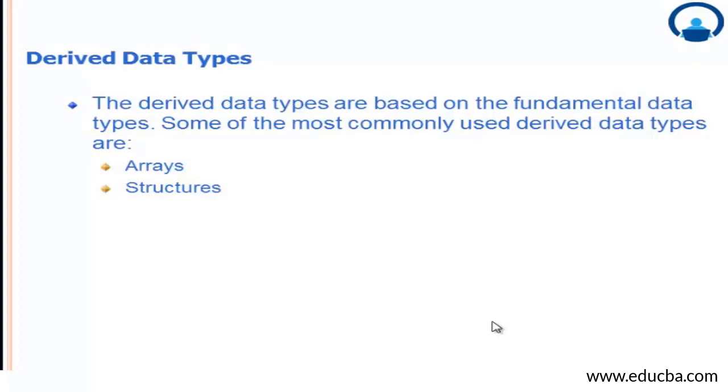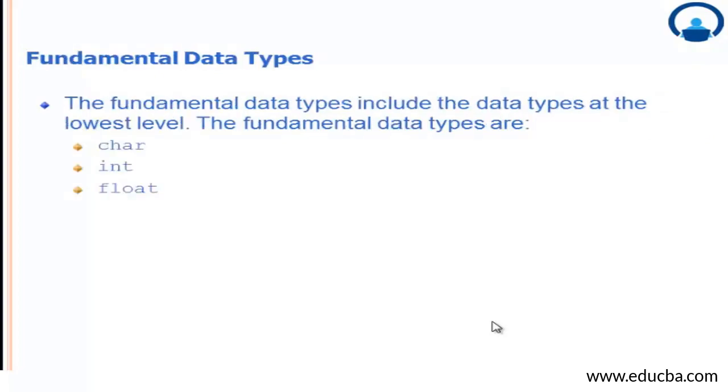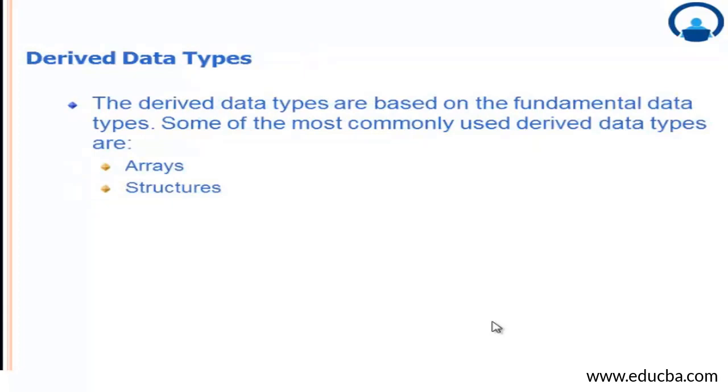Before that, you can see on your screen there are arrays and structures. What are arrays and structures? Array is, let's say for example, I want to store 10 integer numbers. How can I store 10 integer numbers? I will require 10 memory locations of the fundamental data type integer. So instead of that, we can go for the concept of array, which we are going to learn later.